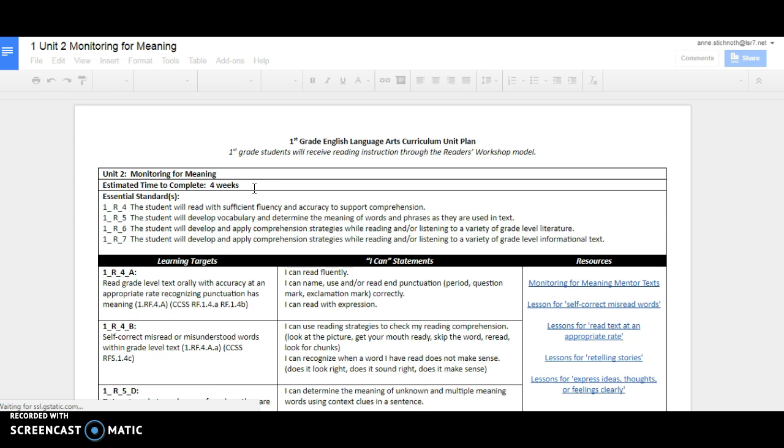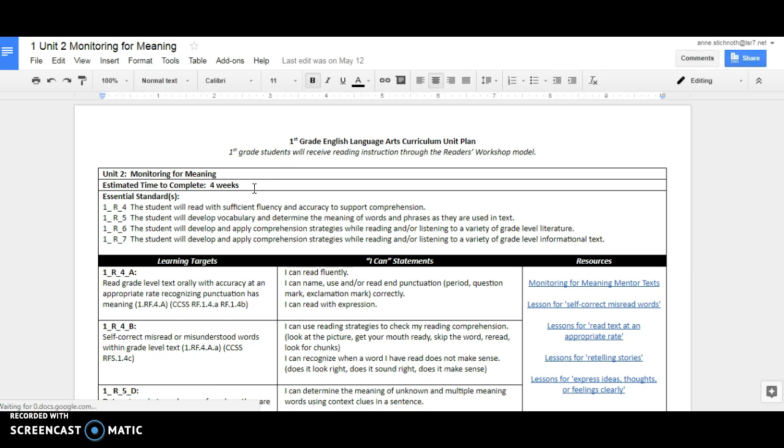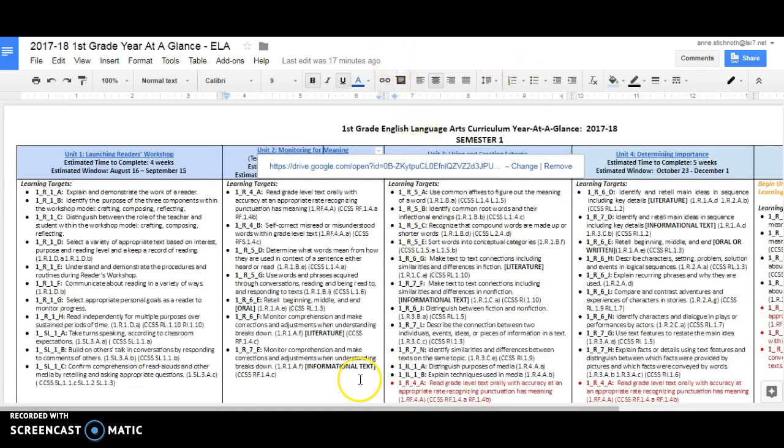Unit plans are set up exactly as they have been in the past. These new unit plans obviously are reflecting the new learning targets and new Missouri Learning Standards. So you have your learning target here, your I can statement, and then resources to help support this particular unit. Let's go back and look at the year-at-a-glance documents for a couple of moments.